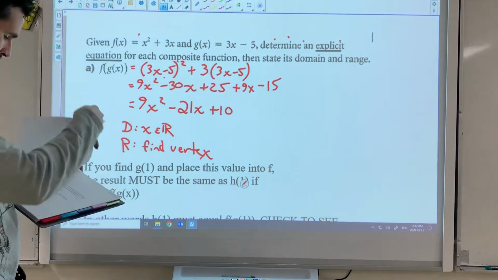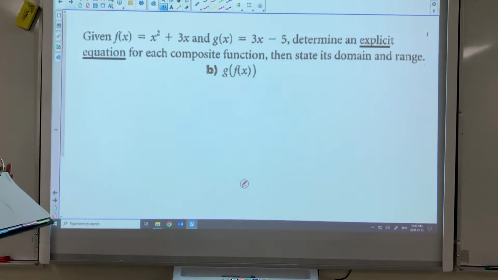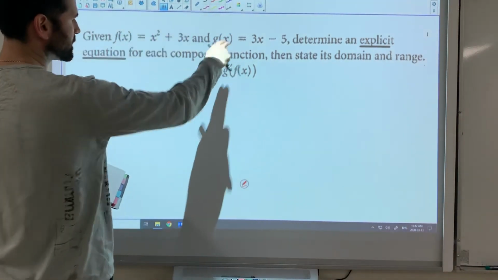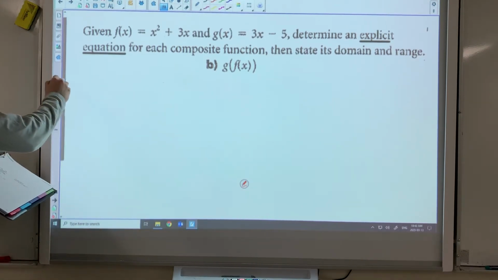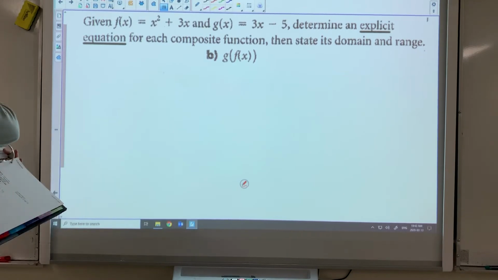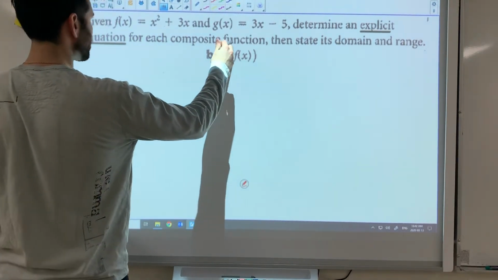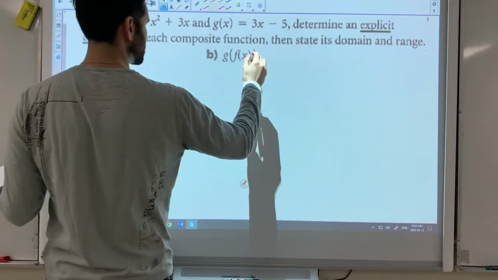Let's do another one. Let's do this one. So same two equations. This time we're taking f of x, substituting it into g of x. So here we go. I'm going to take f of x, and wherever there is an x in g of x, I'm going to write x squared plus 3x. So let's see what we get.